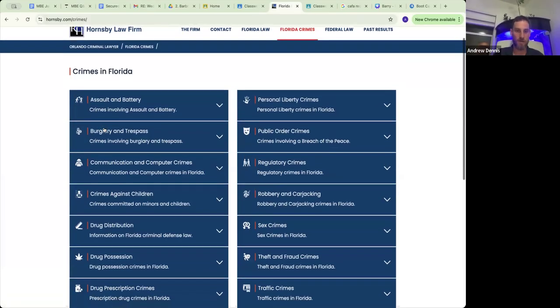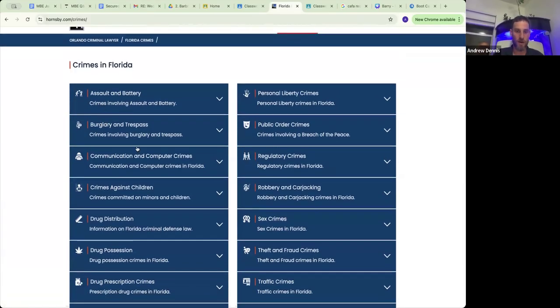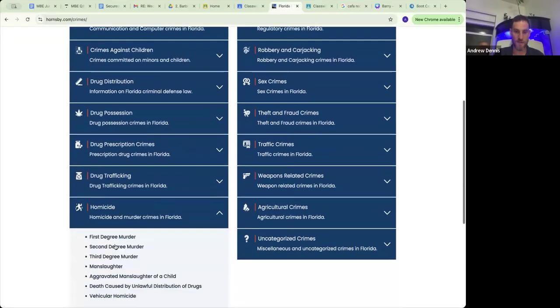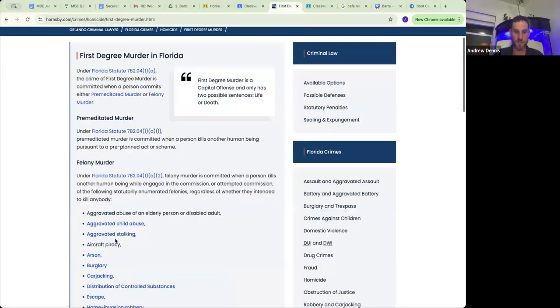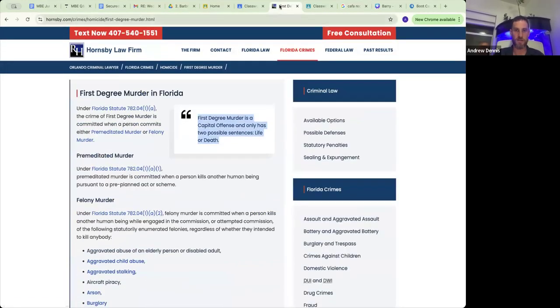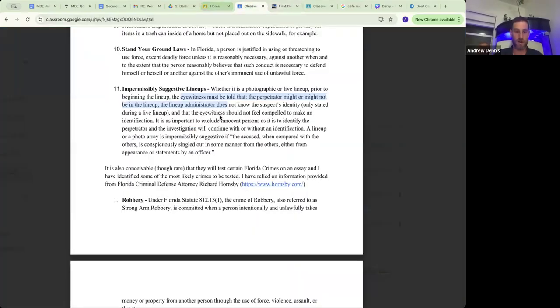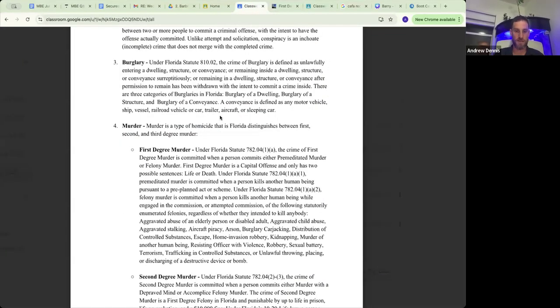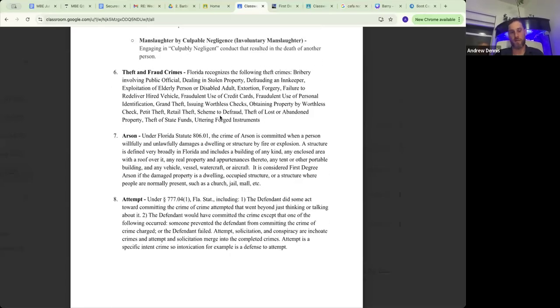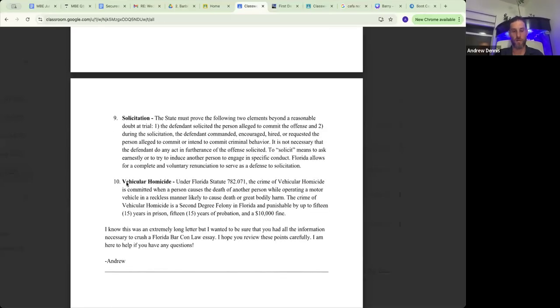But anywho, this is a crimes for Florida. There's a lot of good ones. I really like how he does homicide, the different degrees of murder and such. I mean, he crushes it. I really like this dude Hornsby. So I'll pass the mic to him if you want to look for the robbery, murder, and manslaughter and these things. It's not heavily tested on Florida essays, but conceivably it could. So you want to be ready for it.